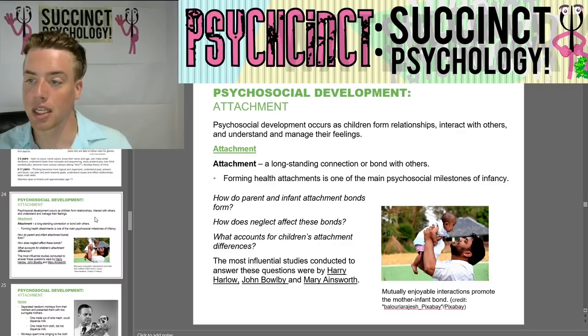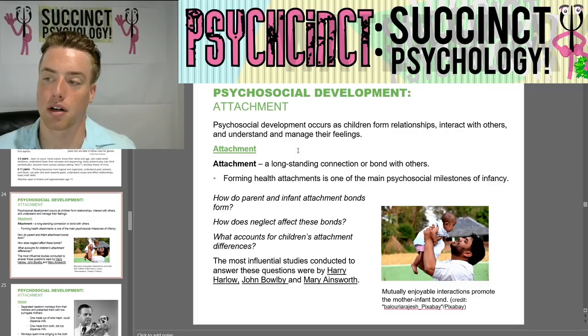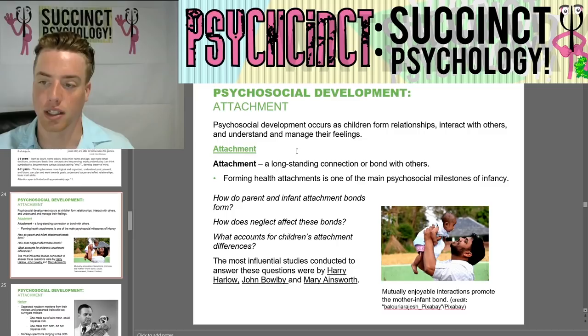Now, psychosocial development, attachment. Psychosocial development occurs as children form relationships, interact with others, and understand and manage their feelings. Attachment is a long-standing connection or bond with others. Forming healthy attachments is one of the main psychosocial milestones of infancy. So how do parent and infant attachment bonds form? How does neglect affect these bonds? What accounts for children's attachment differences? The most influential studies conducted to answer these questions were by Harry Harlow, John Bowlby, and Mary Ainsworth.